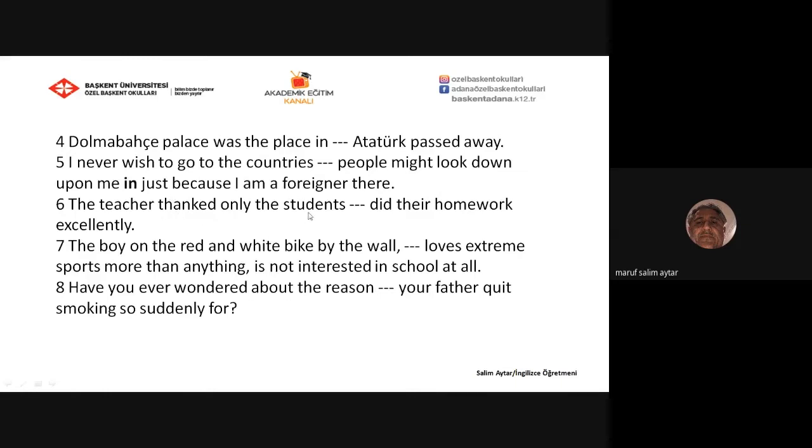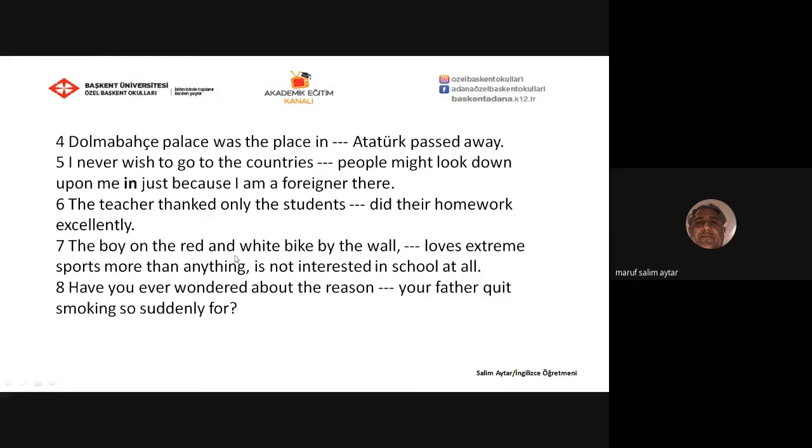The teacher thanked only the students. Which students? Is it the subject of the relative clause? That's what I'm asking, actually. The boy on the red and white bike by the wall. Ooh, it is a heavily modified noun group, okay? If there is such a piece of information, it means that you have to put a comma here, and this must be a non-defining relative clause, huh?